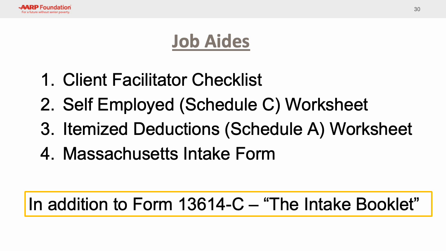First, we'll discuss the client facilitator checklist. In addition, we'll look at 2 job aids, the self-employed worksheet and the itemized deductions worksheet, that can move the burden of organizing some of the documents from your shoulders to those of the taxpayer and potentially save a lot of time. And finally, we'll look at a form that provides information that's of value in generating taxpayers' Massachusetts tax returns. Remember, we're providing assistance to the taxpayers in generating and filing their returns. There's nothing we can do if the taxpayer fails, whether consciously or unconsciously, to provide us with information that can affect their final return.